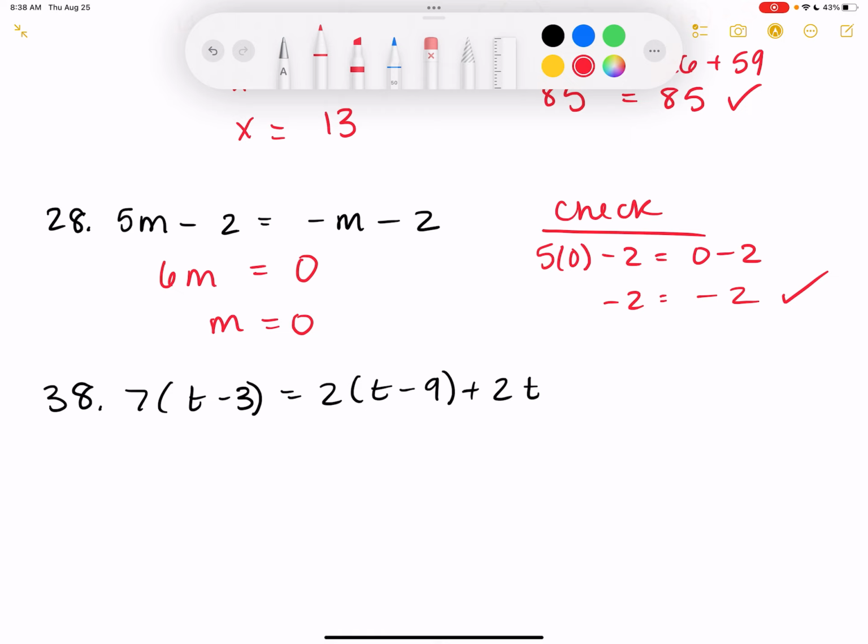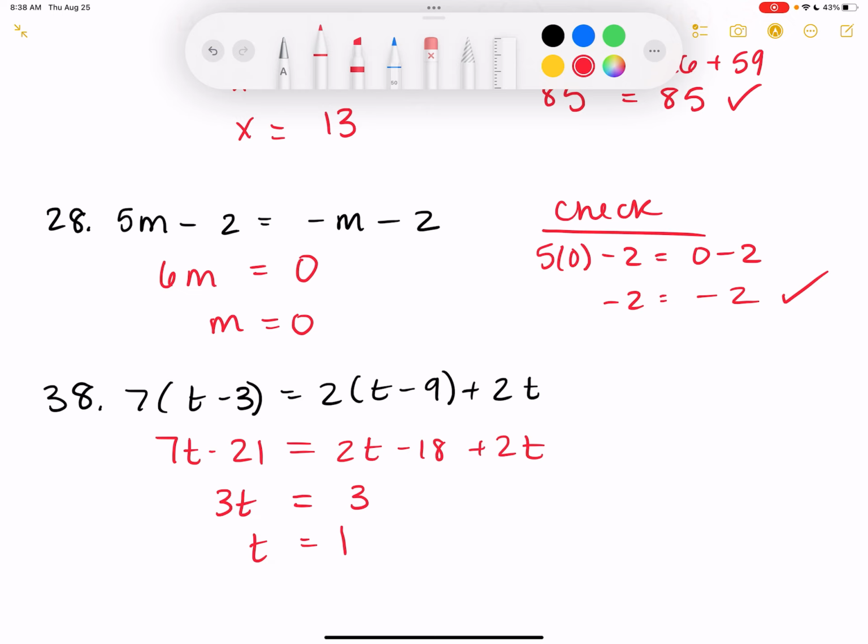So what do I have on the left? 7t minus 21. And how about the right? 2t minus 18 plus 2t. All right, and then you move all your variables to the left, constants to the right. So I can go ahead and just know that the two t's together are 4t, so I can move that over. So that's going to give me 3t on the left, and then I can add the 21 over to the other side. So it's going to give me a positive 3. So then I have that t is equal to 1.